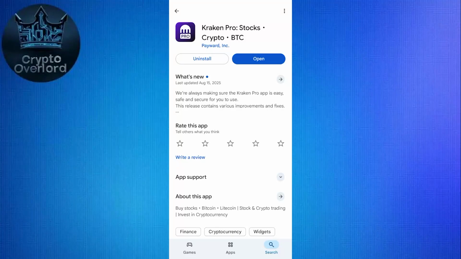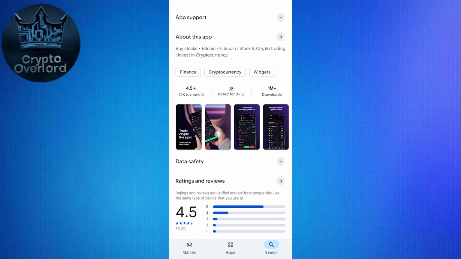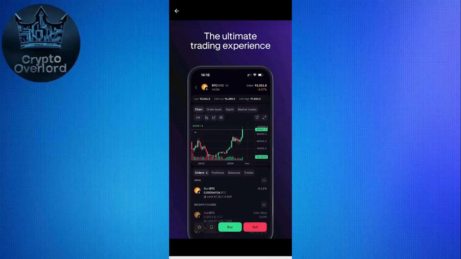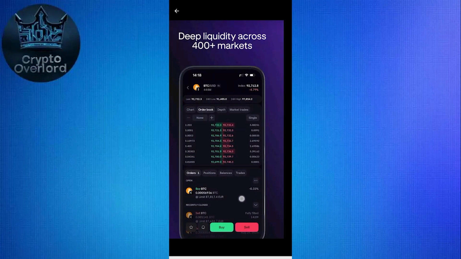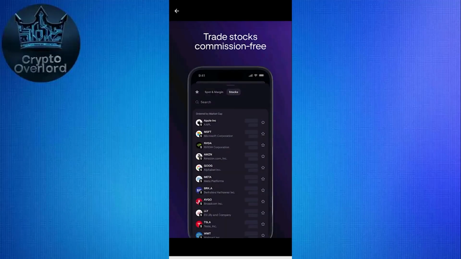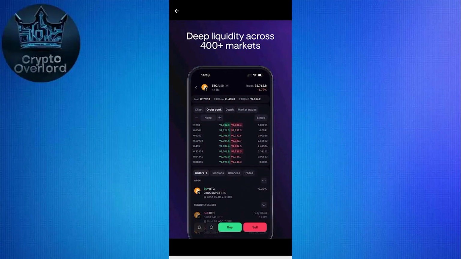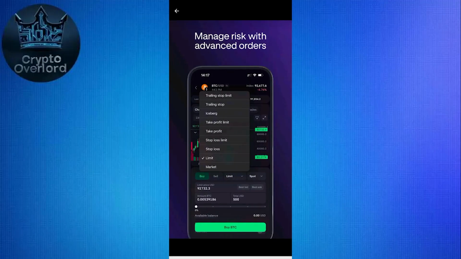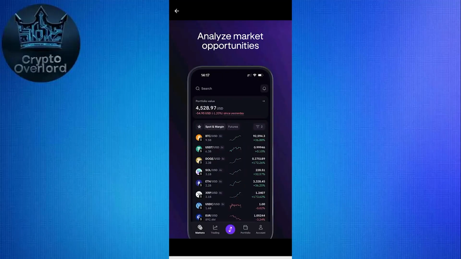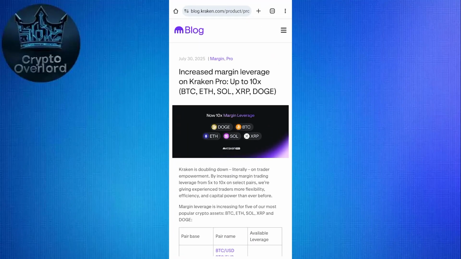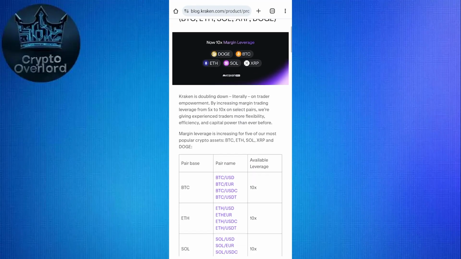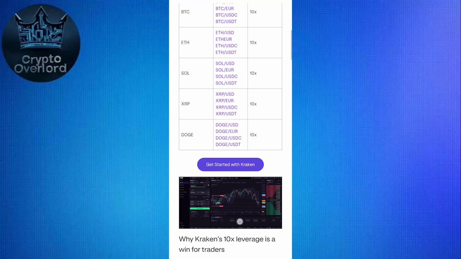In today's video, I'm going to show you how to use leverage on Kraken Pro, or leverage trade on Kraken Pro. Using leverage on Kraken Pro is all about opening a position that's larger than the balance you hold by borrowing funds from Kraken. The idea is that you can multiply your exposure to the market without having to commit the full amount up front.